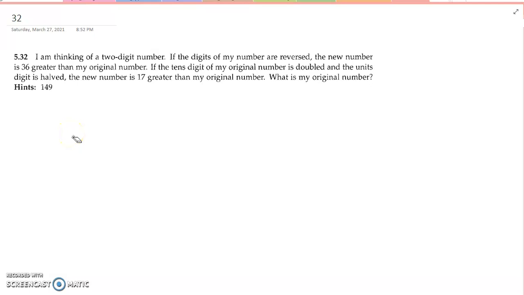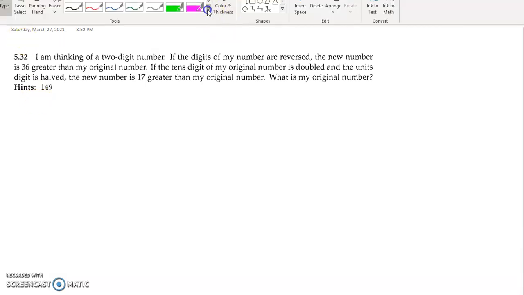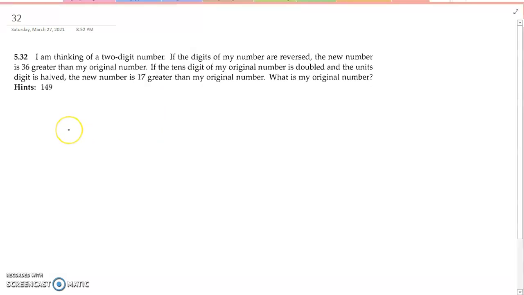Okay, let's solve the chapter 5 challenge problem first. Let's start with problem 1, problem 32. It mentions there are two-digit numbers.